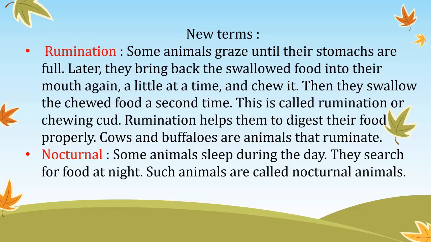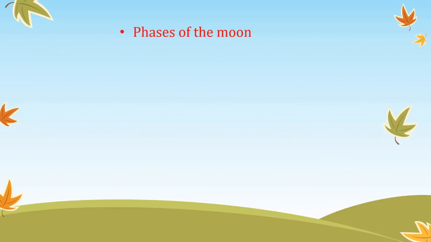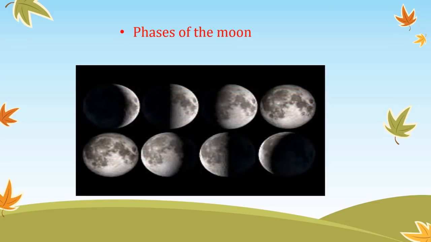Second one is nocturnal. Some animals sleep during the day. They search for food at night. Such animals are called nocturnal animals. Now students, we are going to study the phases of the moon.